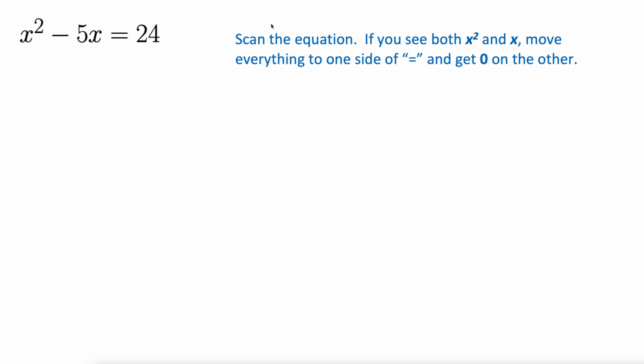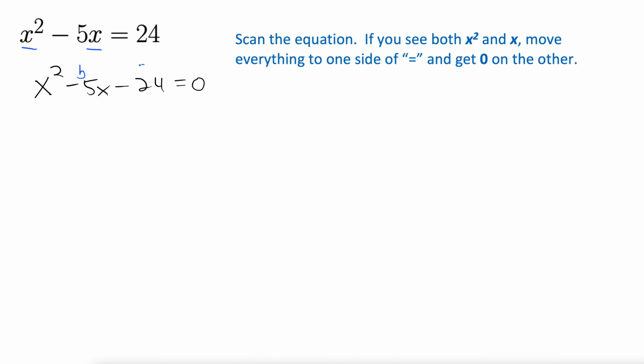So we follow this little tip here, scan the equation. I see an x squared and an x. So I know to get everything on one side of the equal and a 0 on the other. So let's subtract a 24 from both sides. x squared minus 5x minus 24 equals 0. Now we have an equation that's more familiar, right? We want to factor this down.